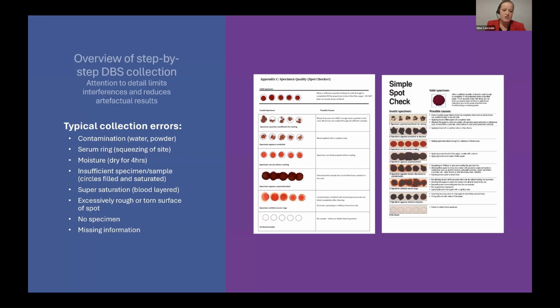We often get a super saturation where more than one drop has been spotted over each other, and that causes artifactual results. We also see very often clearly that a syringe has been used to spot the samples, and you do not get that fully saturated spot that you're able to punch in the lab for the analysis. And often enough as well, there is missing information that cannot be relayed back to a specific patient, and we cannot process the samples further.